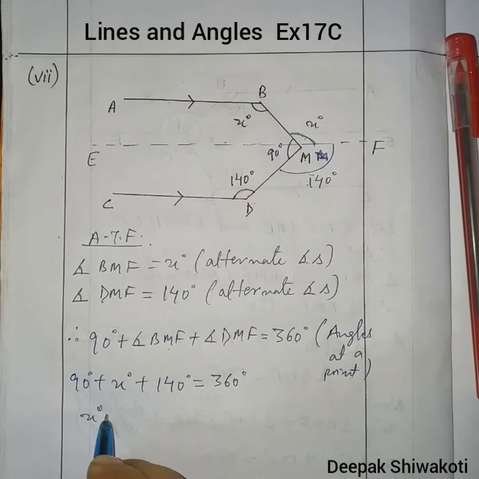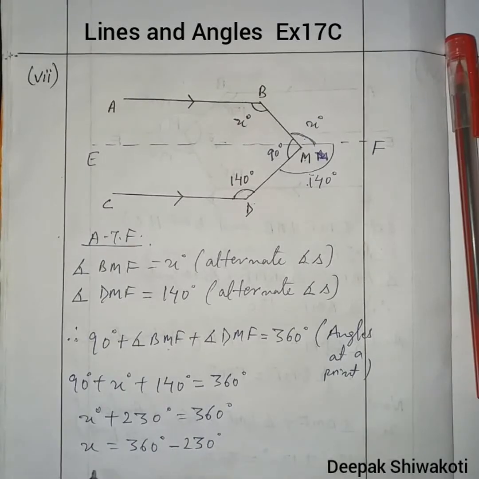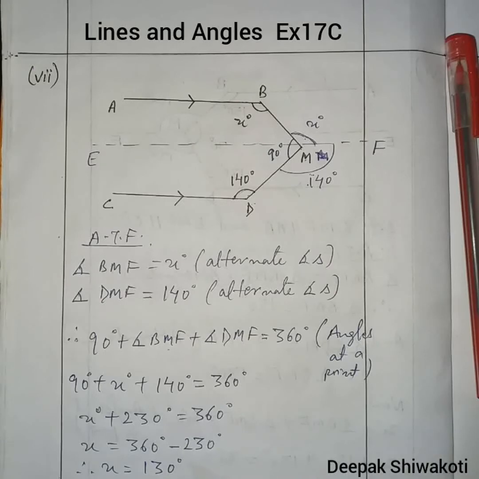X degree plus 230. So x is equal to 360 minus 230. So therefore x we got as 130 degree. Okay. Next is 8 number.